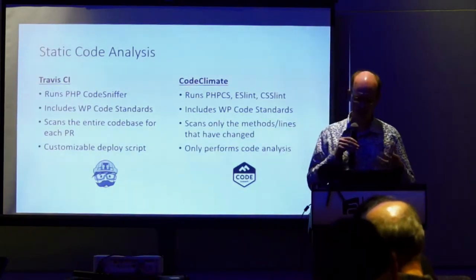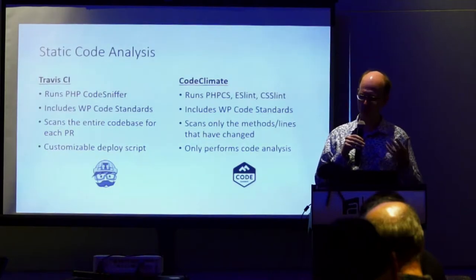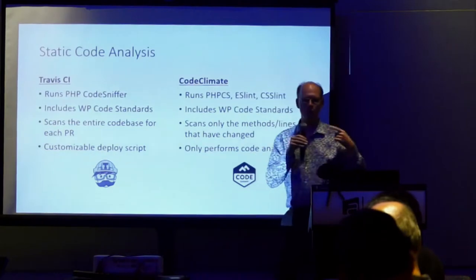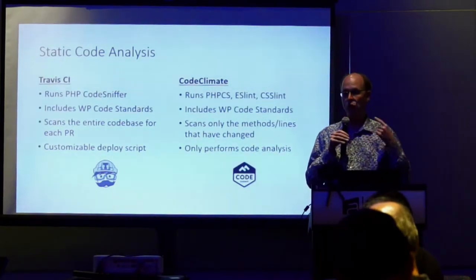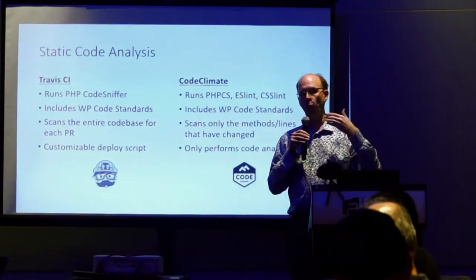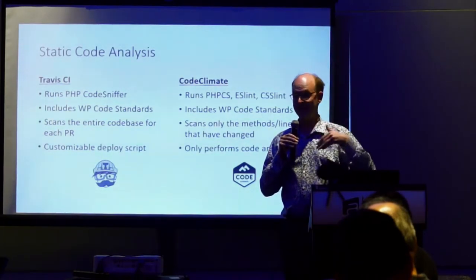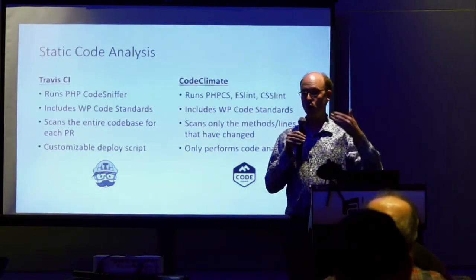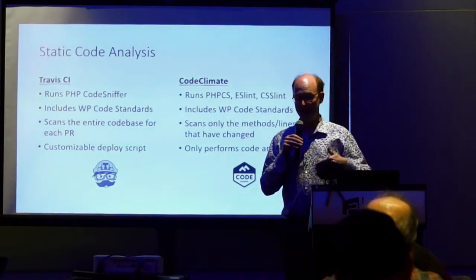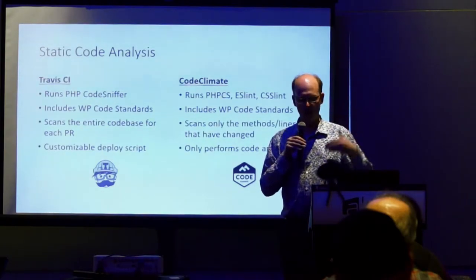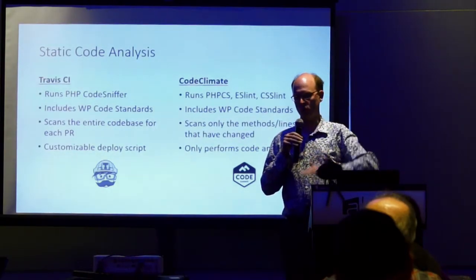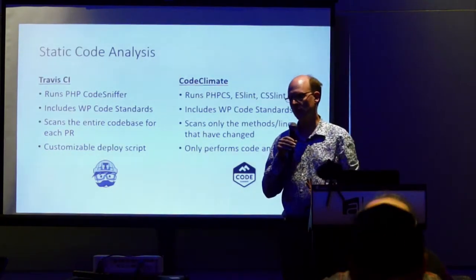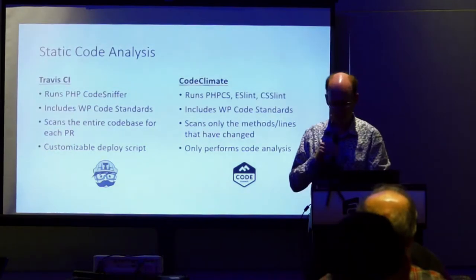But the thing about Code Climate is that it is only capable of performing code analysis. With Travis, because you have the ability to run a customizable deploy script, if you wanted to do things like fire up WordPress, import your site's content, and then see if that funny JavaScript widget actually runs, you could do things against real content in a more grounded fashion, whereas Code Climate will only ever look down the lines of script and say, well, this line of script is fine, this line of script is fine. You can't set it up in a real environment. So there is that downside.